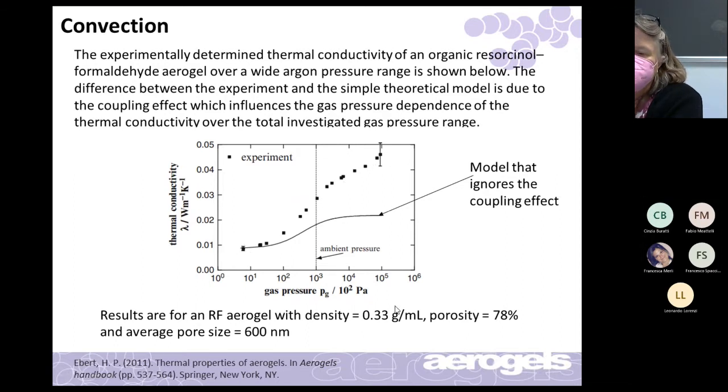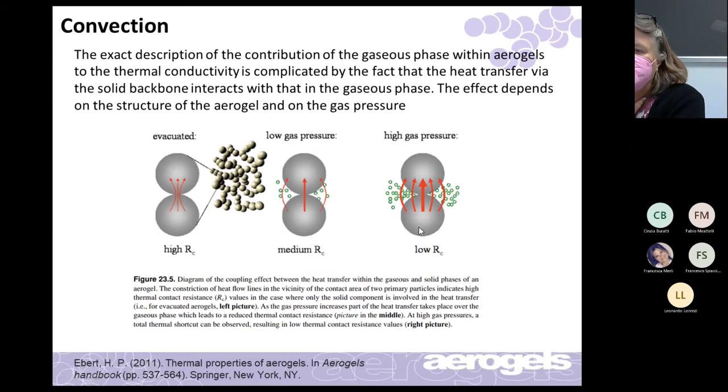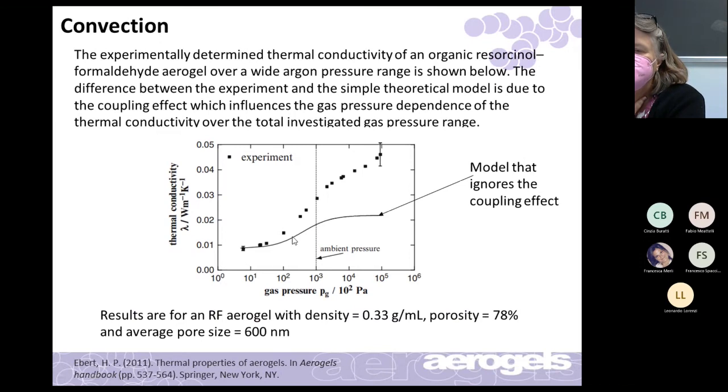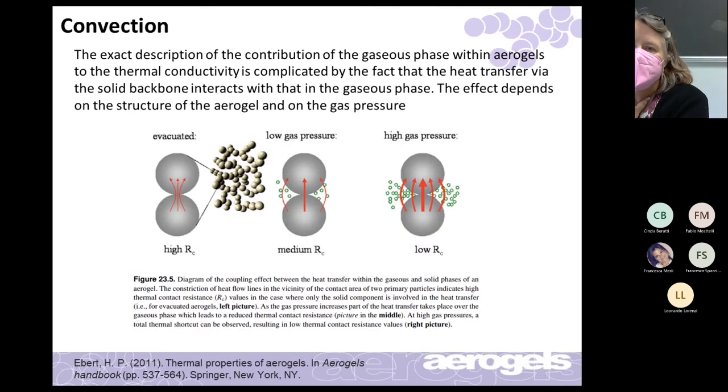This is a model. There are some Knudsen models for heat transfer. And if you ignore the coupling and you just do the Knudsen model, you get something like this. So it ignores the coupling and doesn't predict that. But what I'm trying to show here is just the interaction of the gaseous phase with the solid phase and how that affects the heat transport in an aerogel.